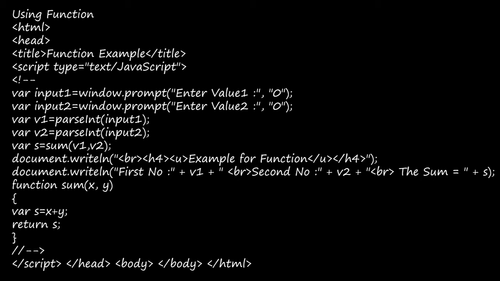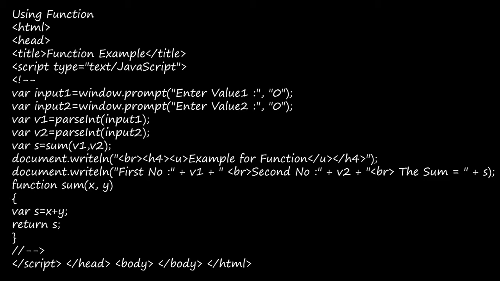Here if the value is 3.4 or 4.23, it will just round down the value. It will delete the value on the right hand side of the decimal point, and it will just take the value which is on the left hand side of the decimal point. If you are giving parseInt of 34.234, the value will be just 34.